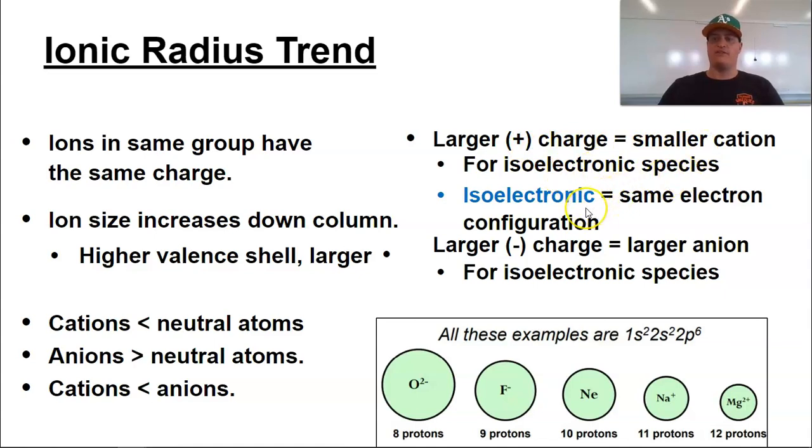isoelectronic, same configuration. So when we think of what's down below, these all have 1s2, 2s2, 2p6 as their electron configuration. But magnesium is going to have the smallest size because it has more protons. It's pulling those electrons in, higher effective nuclear charge, therefore shrinking those down, while something like oxygen, gaining 2 electrons to get the 2p6, is going to be quite large in comparison because it has 4 less protons.